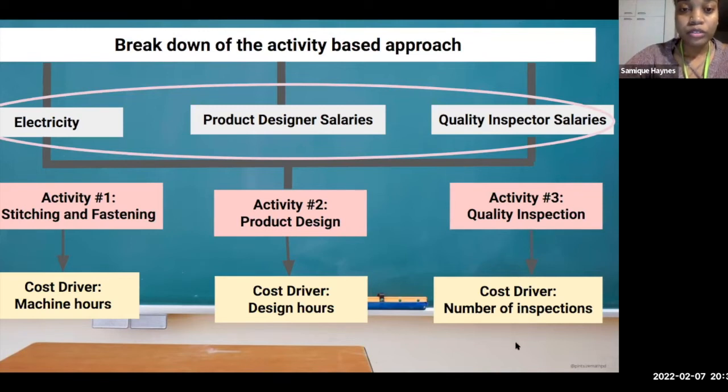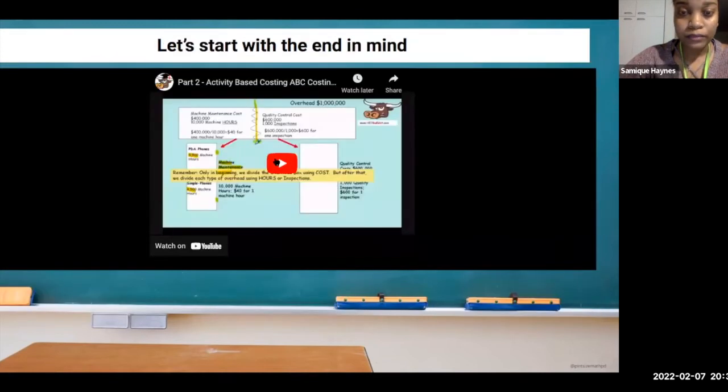So this is just a snapshot of how we can break down our activities and how we end up with multiple predetermined overhead rates. Based on what you see, how many predetermined overhead rates will we have to calculate? Three. Anybody else sees that it's three? Great, perfect. I'm going to let you see a video of them working through an activity-based costing question, and then we will take one up as well.